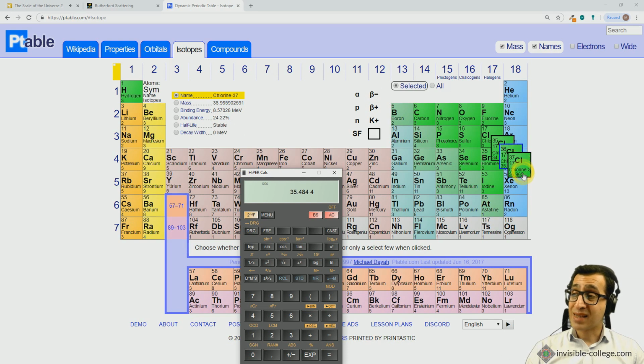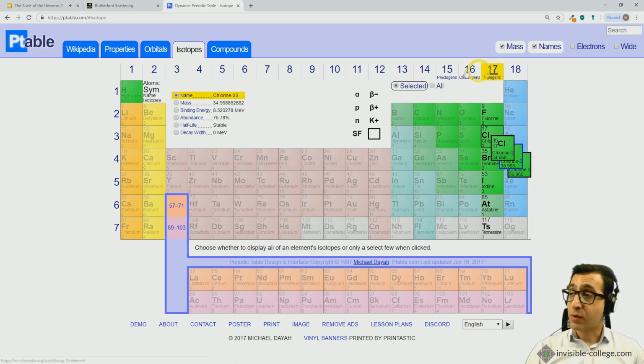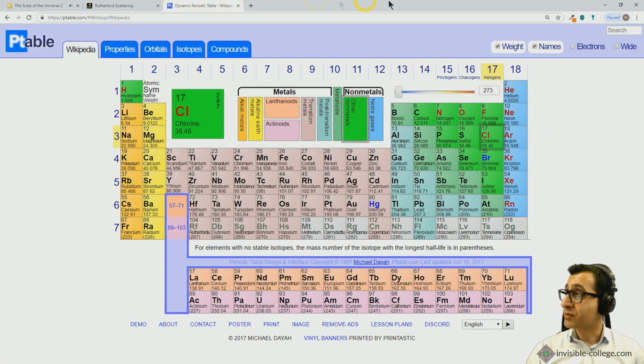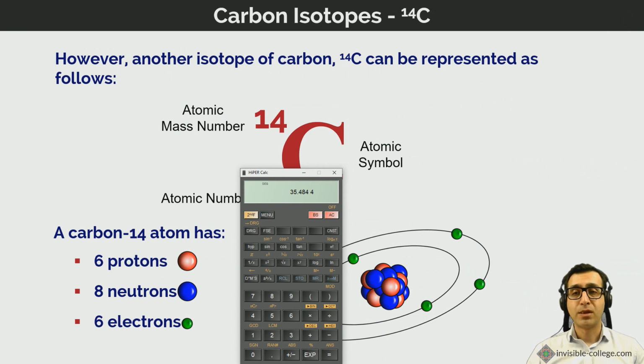But the relative atomic mass can be fractional, it can be a decimal, and it is because of the fact that it's a weighted average of the mass numbers of the individual isotopes. So there is a difference between mass number and relative atomic mass. Just bear that in mind and don't confuse the two because students do lose marks for that.